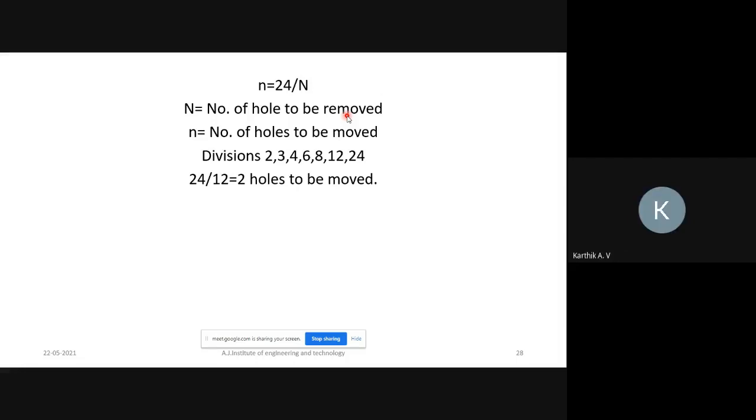Small n is the number of holes to be moved in the plate. That is equal to 2. Why? Because 24 divided by 12. 12 is the number of divisions you have to create in a workpiece, and the plate has 24 holes in total. So 24 divided by 12 is 2, so each 2 holes you should mark on the workpiece.